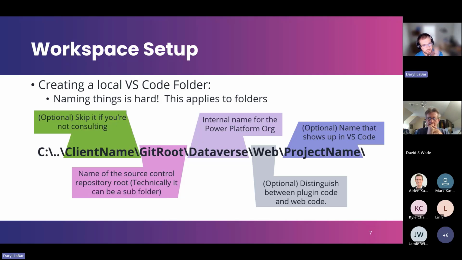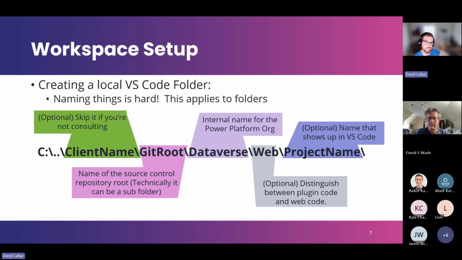If you're a consultant like me, I usually have a client name, and then there's the git root, whatever name you get from Azure DevOps. Technically that's not needed, but I include it as well. Then if there's a name for what it actually is, whether it's called CRM or Dataverse or some app name itself, I usually put that in next.